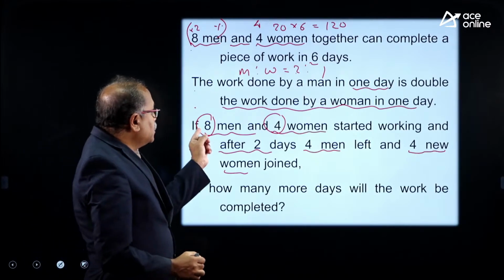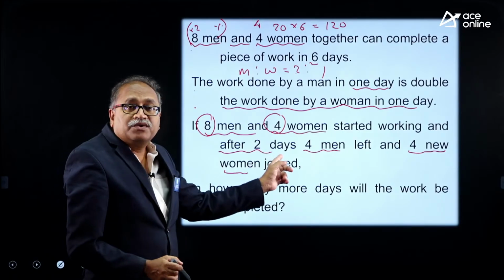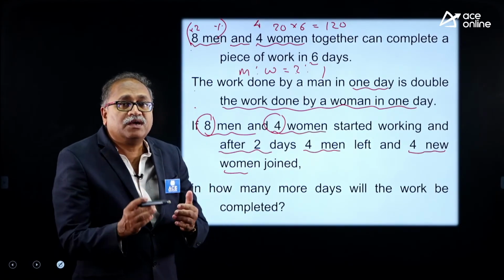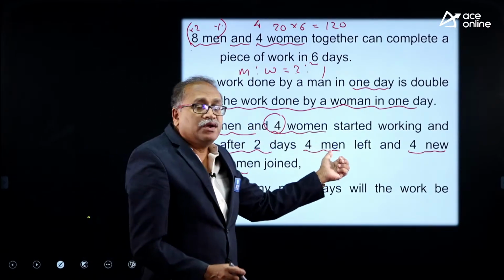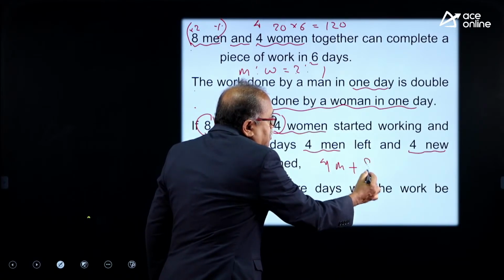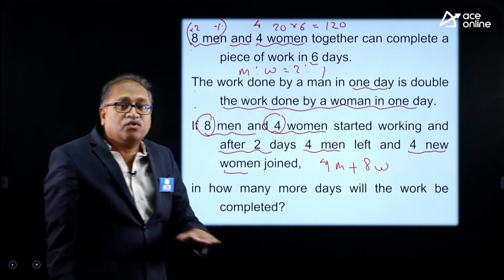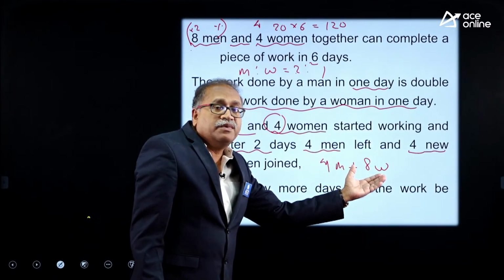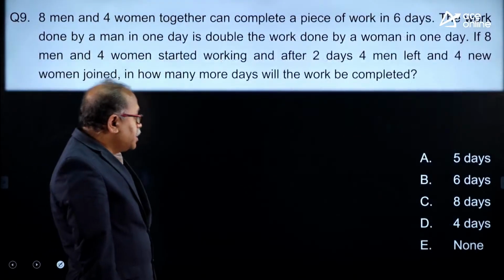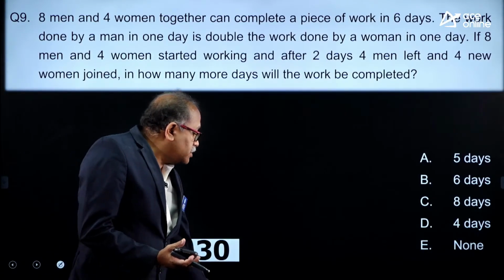Now we will apply that. If 8 men and 4 women work for 2 days, how much work is completed? And the remaining work will be done by the new combination. 4 men left, that means 8 minus 4 is 4 men, plus 8 women. Why? Because previously 4 women were there, and 4 new women joined. So the remaining work will be done by this workforce in how many days? I think the understanding part is completed. I will give you 30 seconds to answer the question.